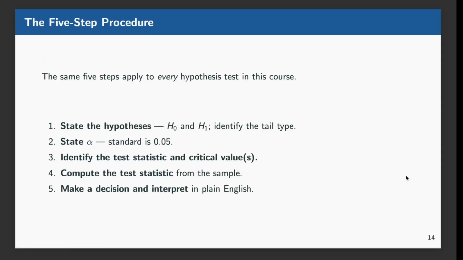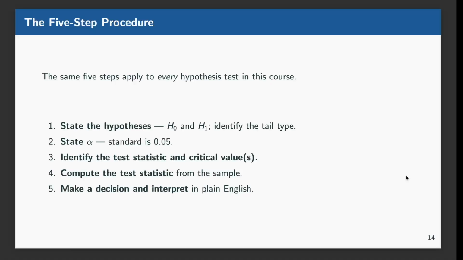Every single hypothesis test in this entire course, whether it uses Z or T, whether it is one sample or two sample, follows the exact same 5 steps, every time without exception. Step 1. State H0 and H1, and identify which tail type you are dealing with. Step 2. State alpha, usually 0.05 unless told otherwise. Step 3. Identify the test statistic you need and look up its critical value. Step 4. Compute the test statistic from your actual sample data. Step 5. Make a decision and interpret that decision in plain English.